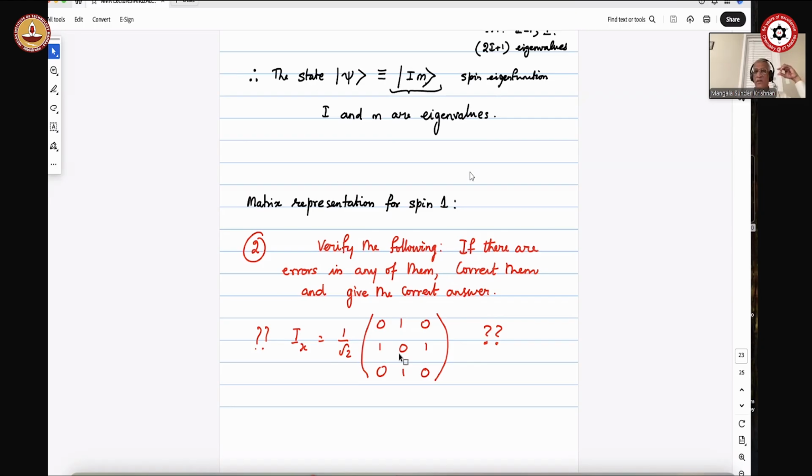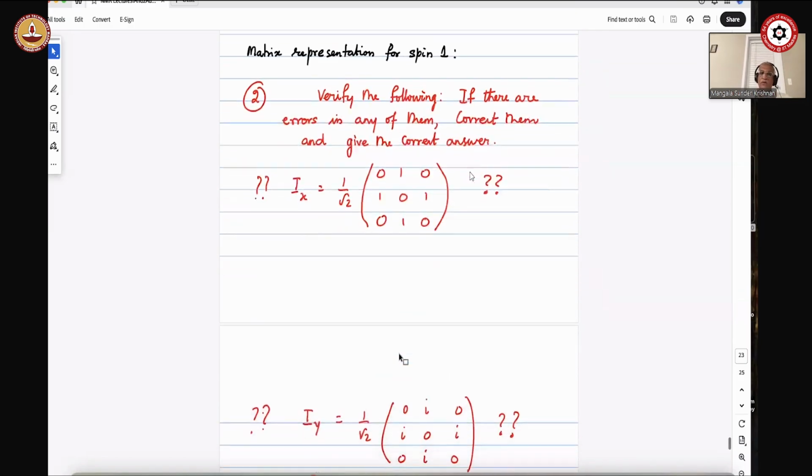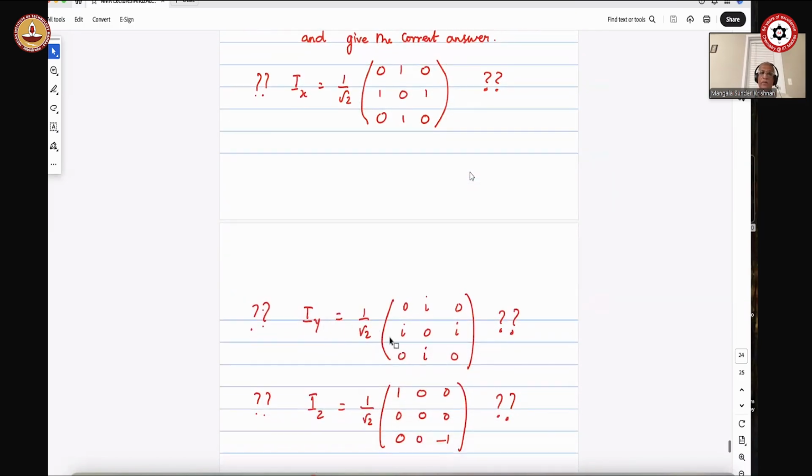I'll send you an assignment in which I show you how it is done. I'll show you this result. And likewise, the matrix Iy is given by this. The matrix for Iz is given by 1, 0, minus 1. Verify this. This means that you should verify this.